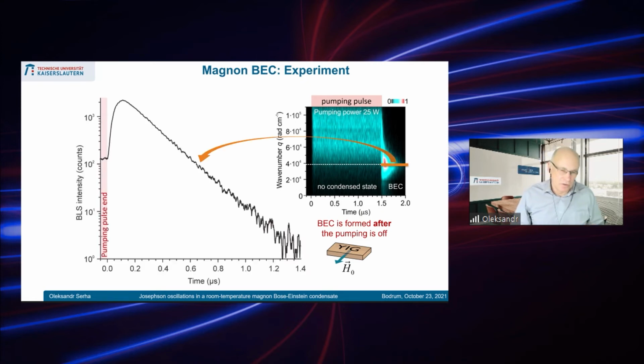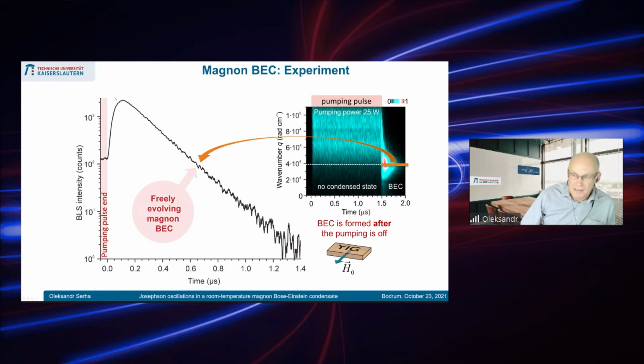And it means that if we would like to investigate the behavior of this Bose-Einstein condensate, we should analyze this freely evolving magnon BEC when the pumping pulse is switched off. The Bose-Einstein condensate at the bottom is formed. You see the formation of this dense peak, and after that there is a free decay. It is exponential, but in the logarithmic scale it is a linear decay of our magnons.